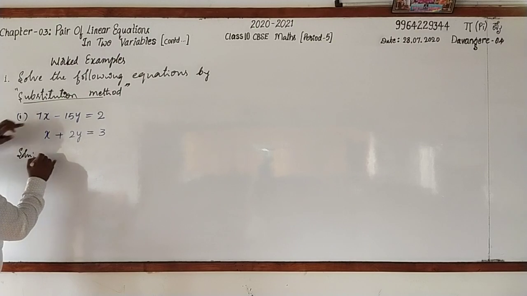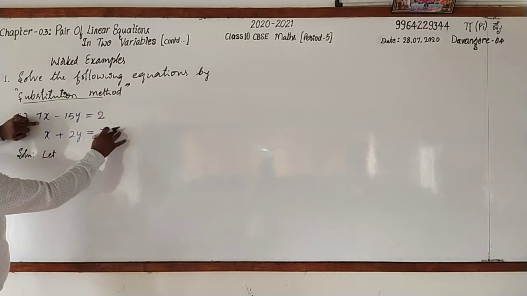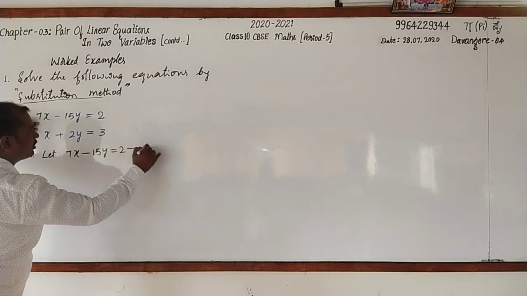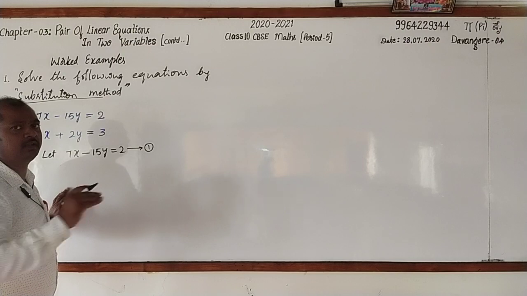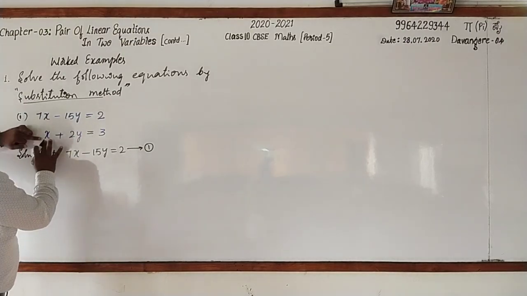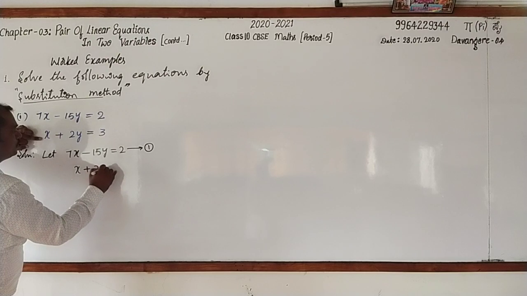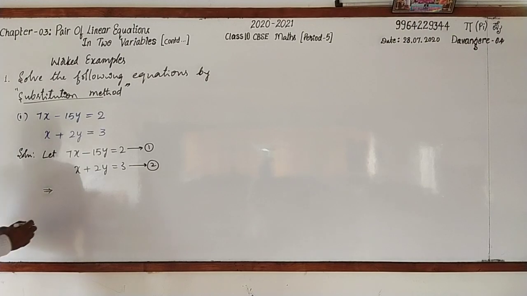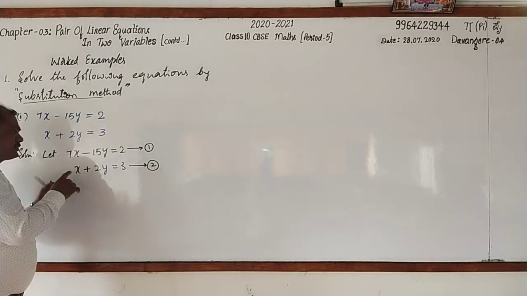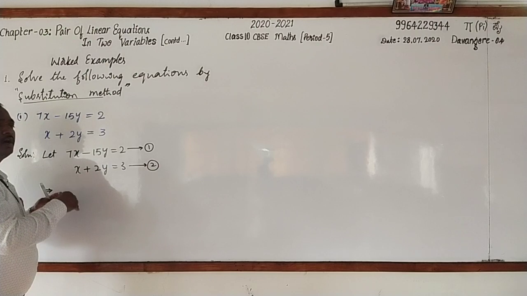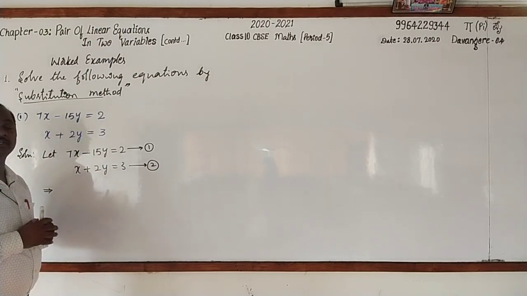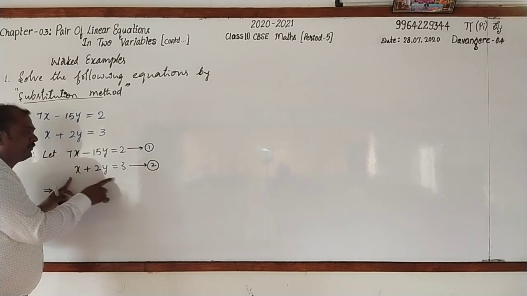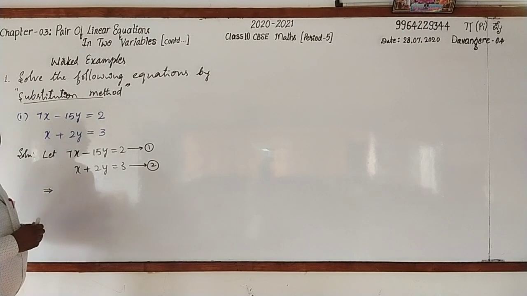Here, I'll consider the given equations as 1 and 2. First one, 7x minus 15y equal to 2. You may call it equation 1. Please don't go for writing, just keep observing carefully. Another one is x plus 2y equal to 3. Call it equation 2. Then you may substitute either x or y in any of these two equations. But how? Hence you need to solve for either x or y by taking any one of these two equations.